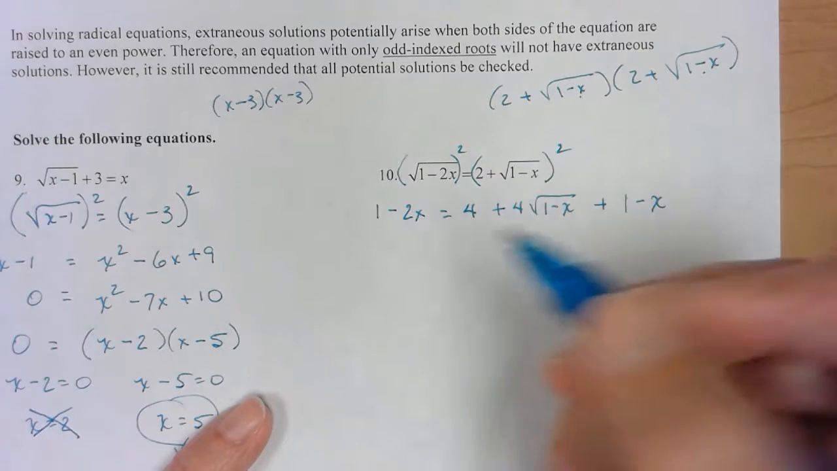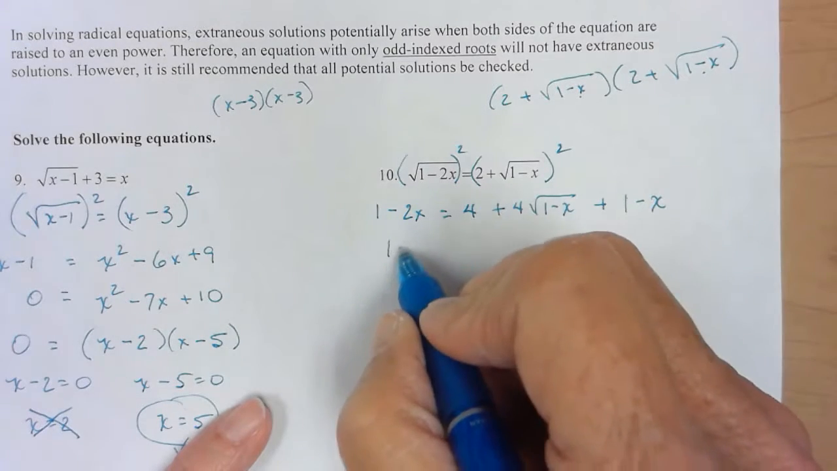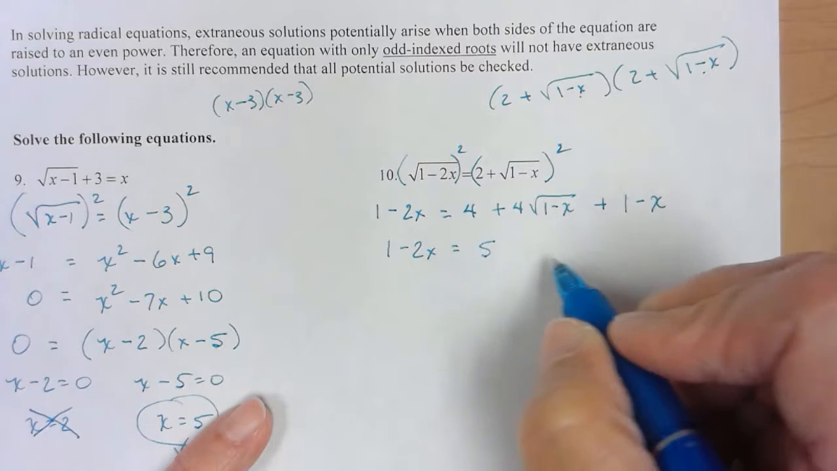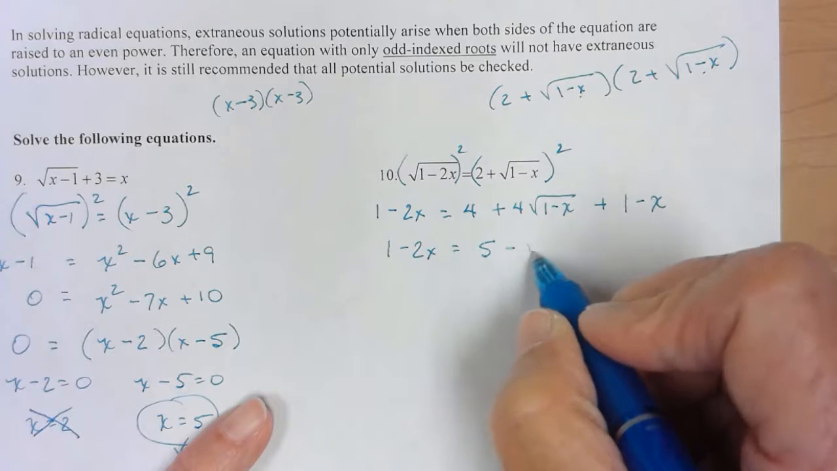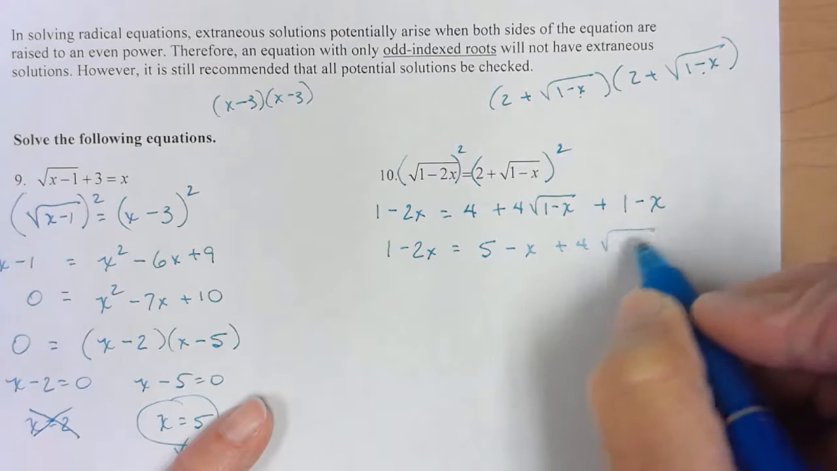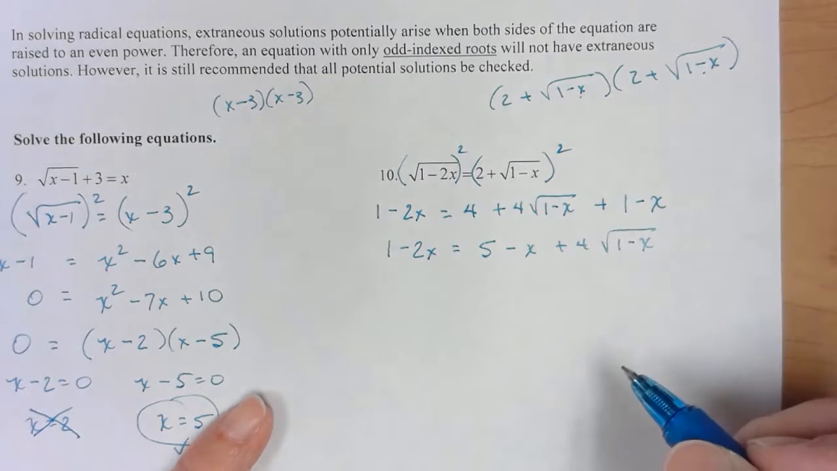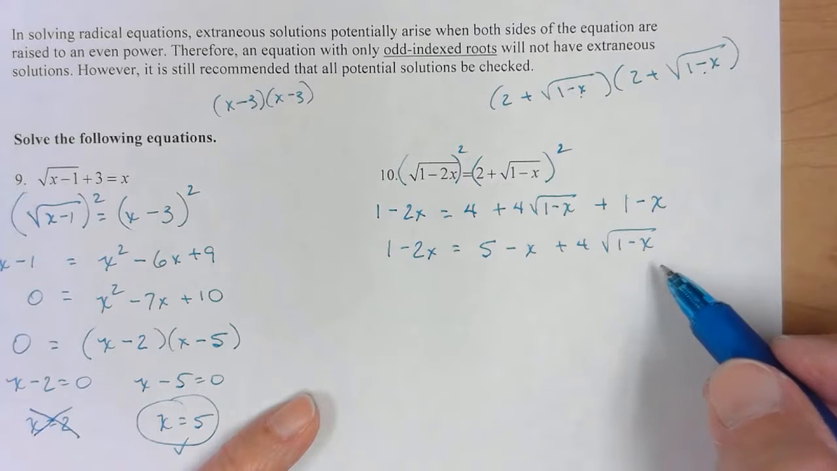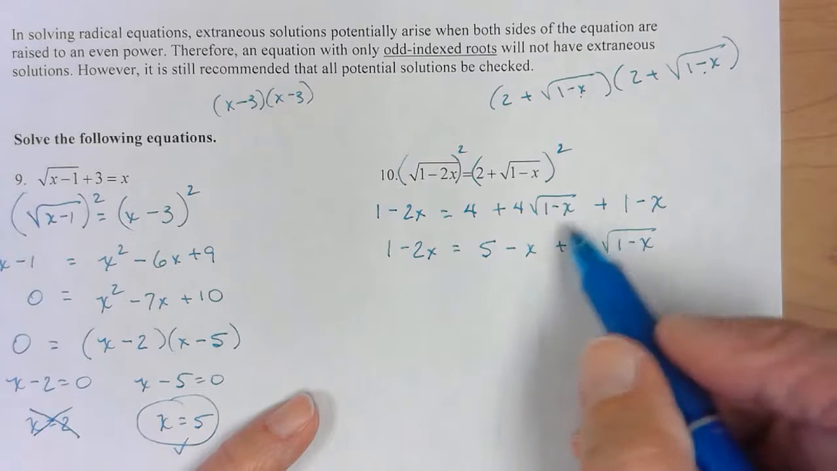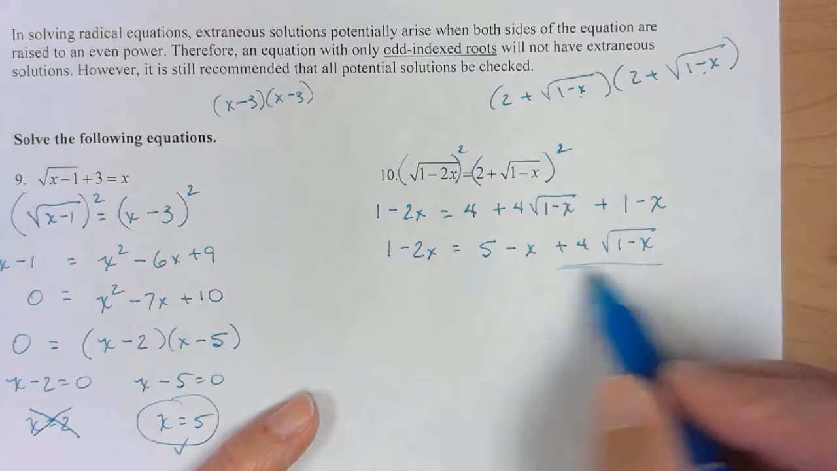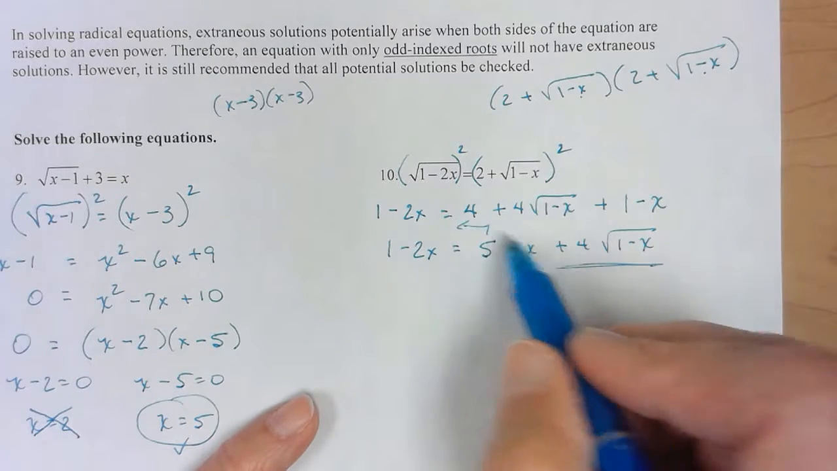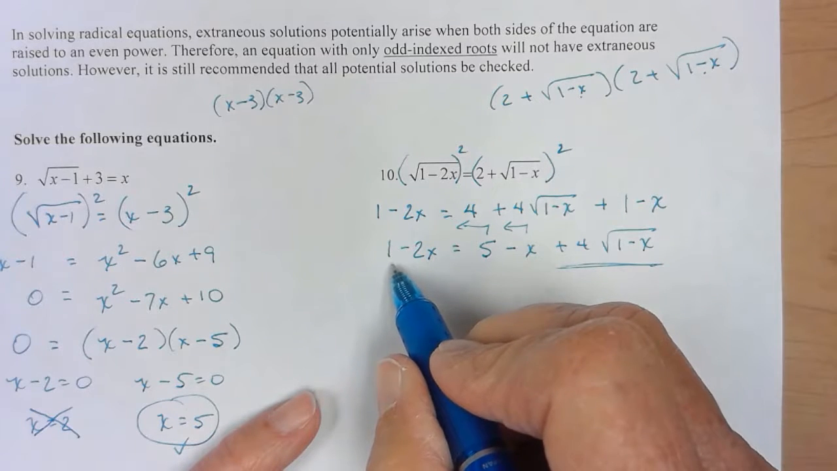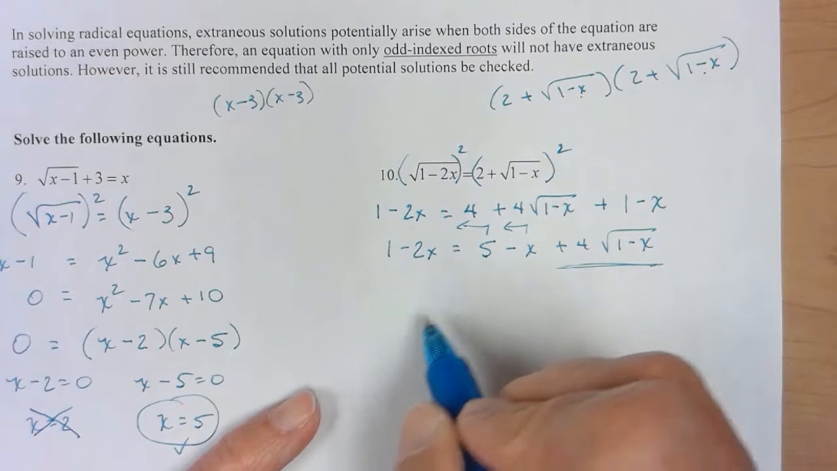So clean up what you can. So it'll give me a 5 minus x plus 4 square root of 1 minus x. Now, this is where in step 3 I still have a radical, so now I need to separate it, get this term by itself, so I'm going to move both of these to the other side. So if I move that, that would give me a negative 4.